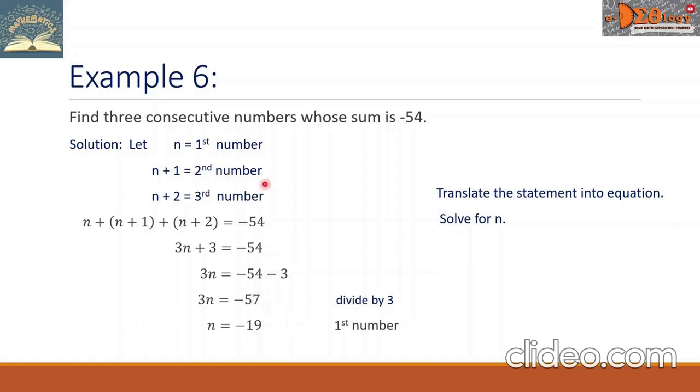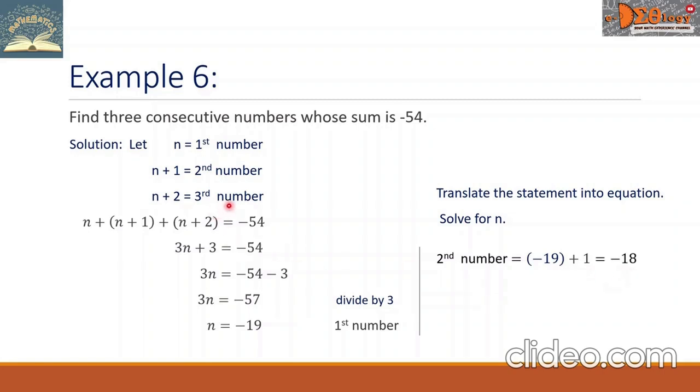What about the second number and the third number? Let's begin with the second number. The equation is n plus 1. We found the value of n as negative 19. So we substitute it here. So the second number now is negative 19 plus 1. And this is equal to negative 18.